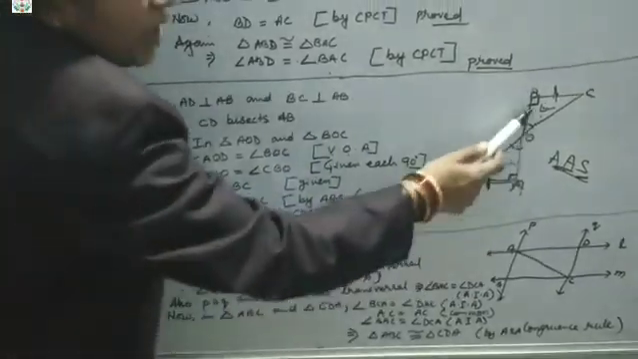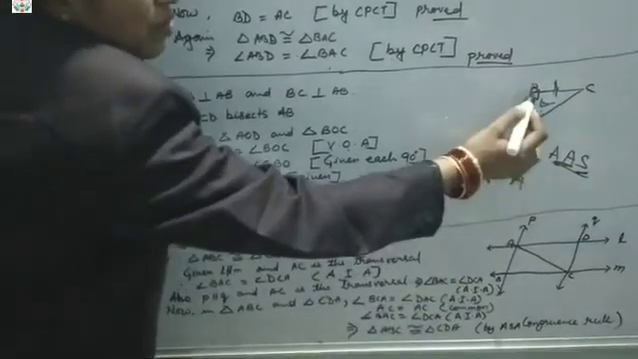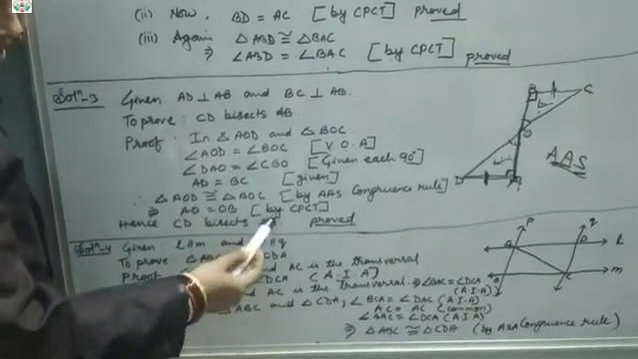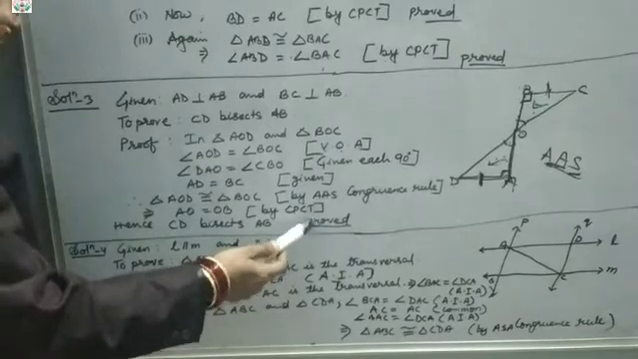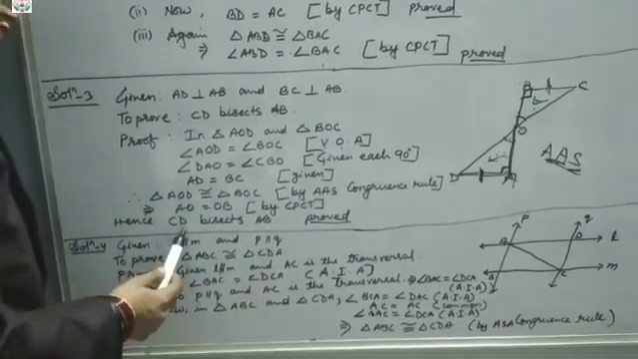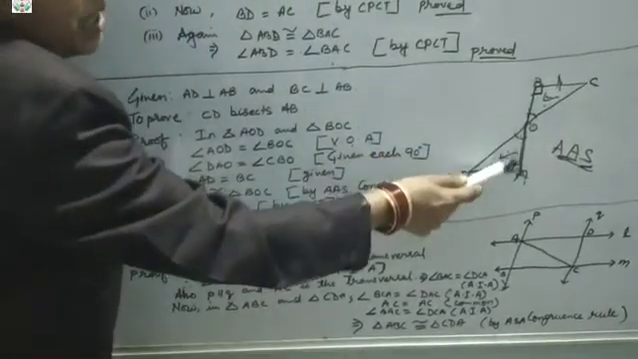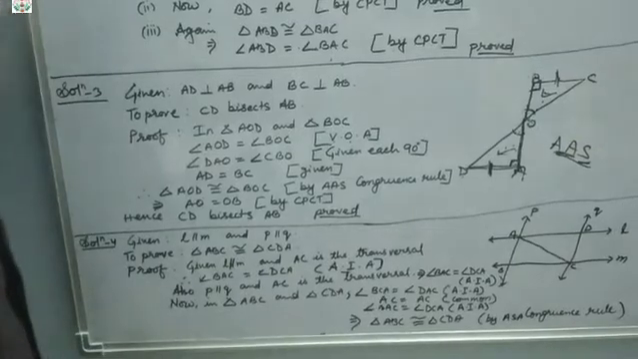If they are congruent, then this part will be equal to this part. That means OB is equal to OA. CPCT means corresponding parts of congruent triangles. Hence CD bisects AB. If these two are equal, what does it mean? CD bisects AB. Proved.